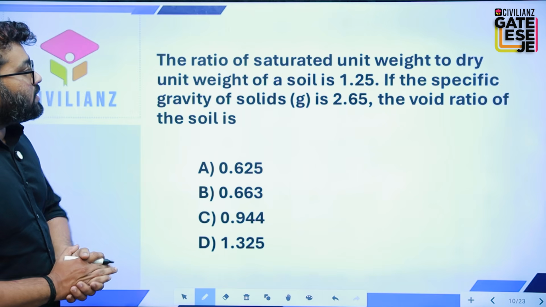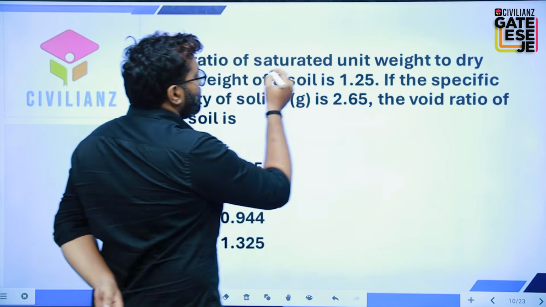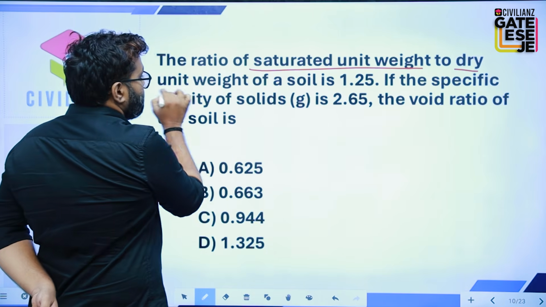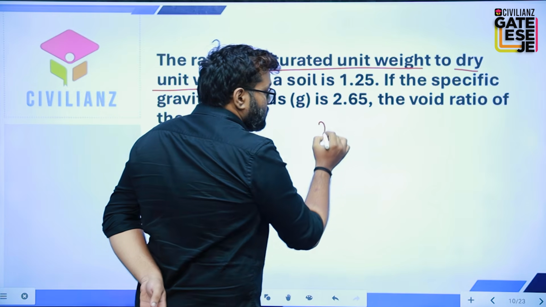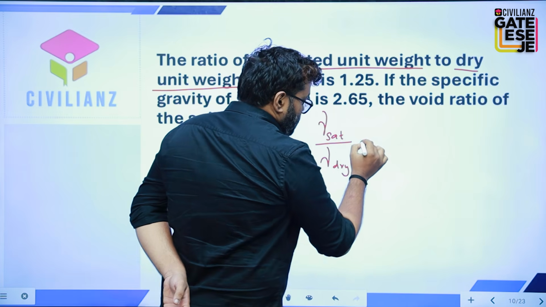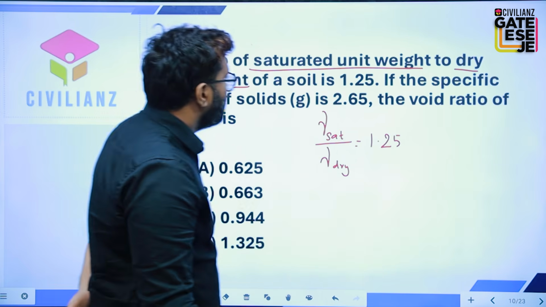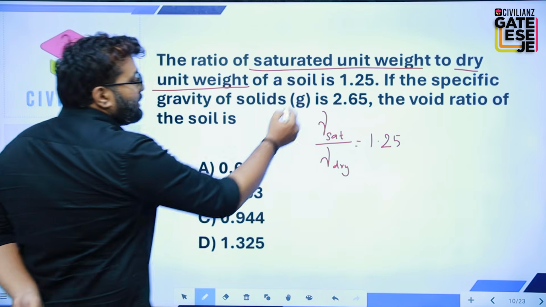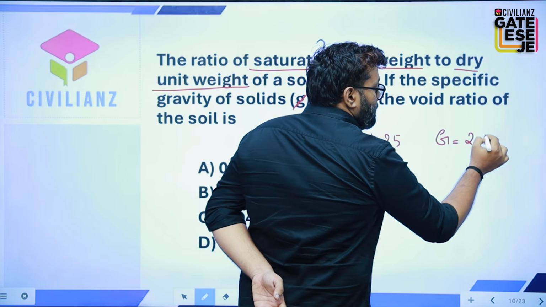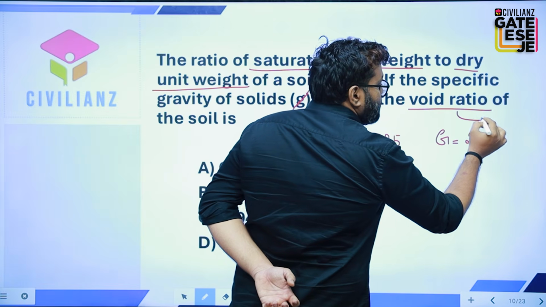The ratio of saturated unit weight to dry unit weight of soil is 1.25. So gamma sat by gamma dry is equal to 1.25. If the specific gravity of the soil, capital G, is 2.65, the question is the void ratio of the soil, the value of e.